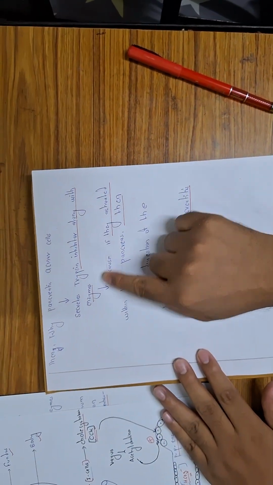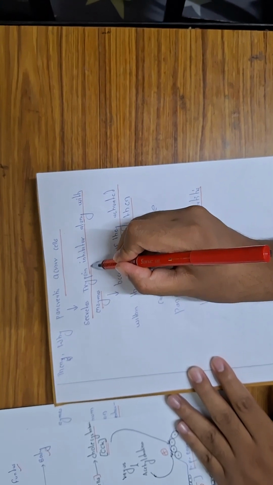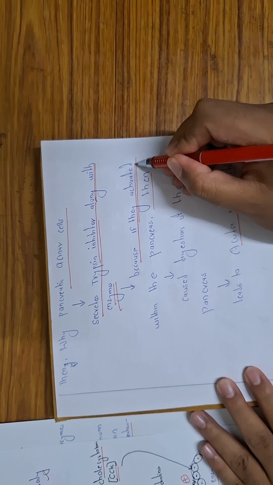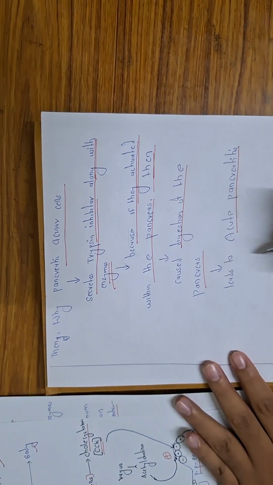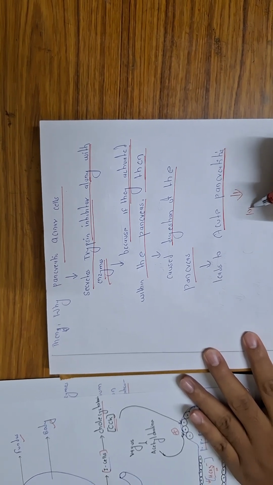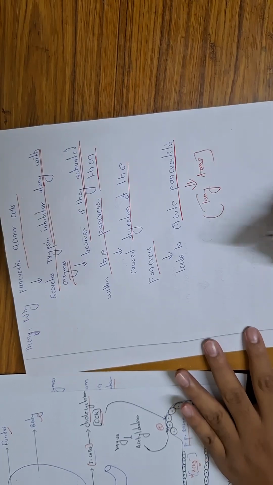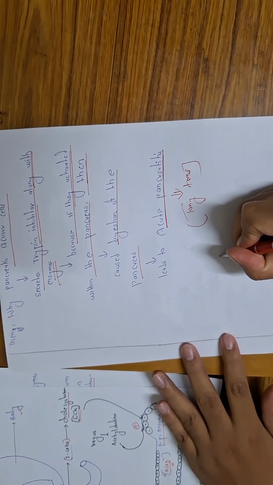Same thing written here. Why do pancreatic acinar cells secrete trypsin inhibitors along with enzymes? Because if they are activated within the pancreas, they cause digestion of the pancreas and lead to acute pancreatitis in the long term. That's why the pancreatic acinar cells secrete trypsin inhibitors along with the enzymes.